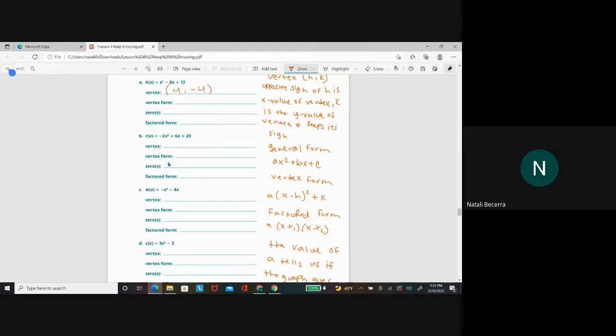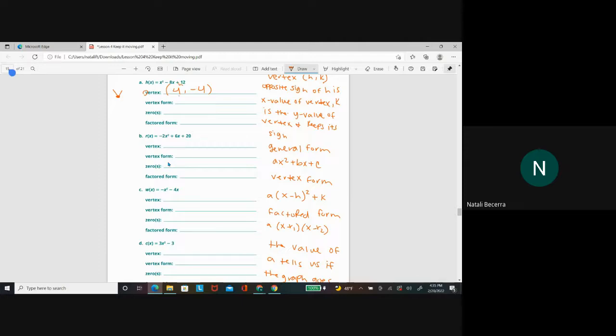Remember, think about even the word vertex. Look at this. It has a V. That pointy part, that's your vertex. So on your graph, look at the pointiest part of where it curves. Look at the highest point. Okay, and then the vertex form.